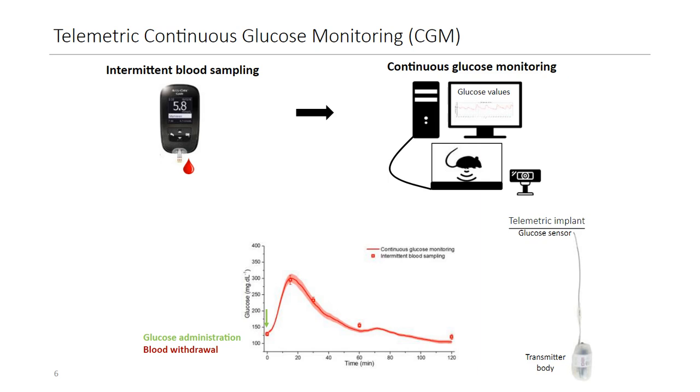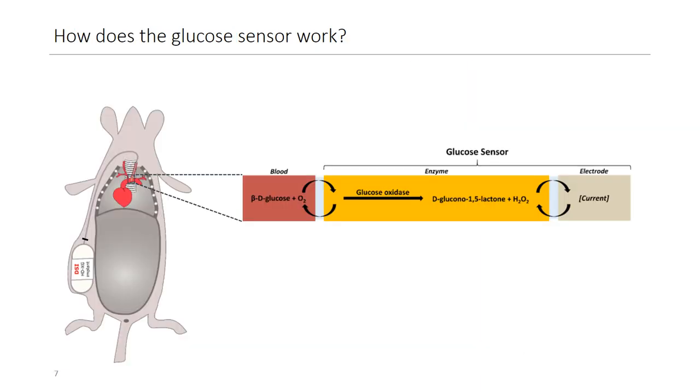So a telemetric implant looks like this. In the top you have a glucose sensor, which is implanted inside the blood and which senses the blood glucose, and this sends a signal to the transmitter body, which sends the signal to the receiver. So a glucose sensor contains an enzyme, glucose oxidase, which catalyzes the reaction of glucose and oxygen and will generate a current on the electrode, which is then sent to the transmitter body.